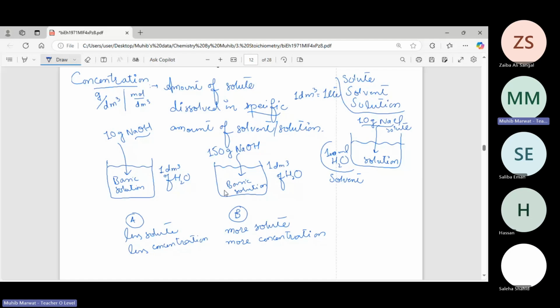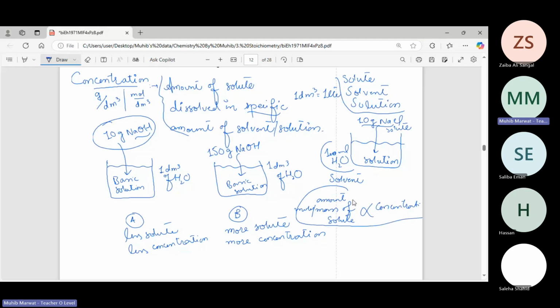Clear? This is simple, right? So concentration is the amount of solute dissolved in a specific amount of solvent or solution. Specific, we have taken 1 dm cube. You can take 100 ml or 500 ml or whatsoever you want, but it depends upon the mass of solute. In other words, the mass of solute is directly proportional. Mass or amount will be the most suitable word. We can also take moles as an example. Amount, mass or moles of solute is directly proportional to concentration.